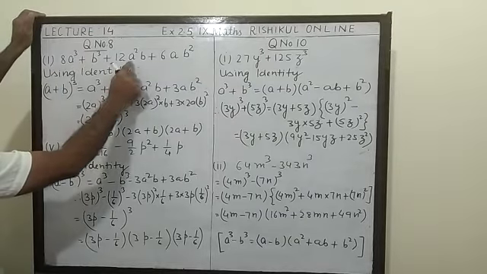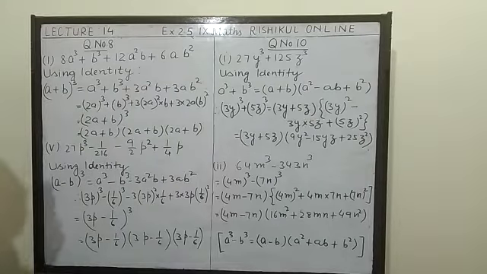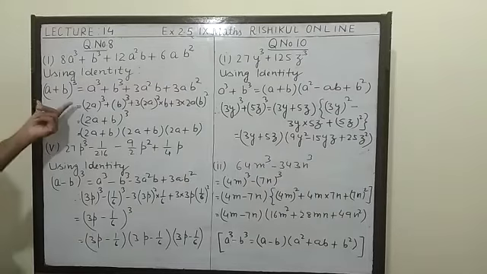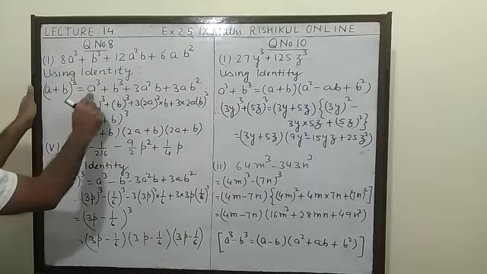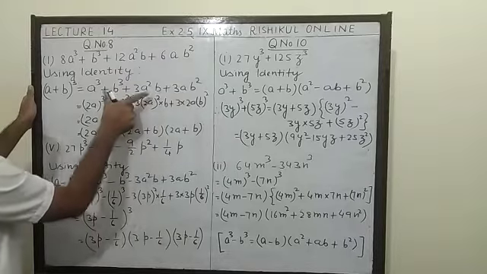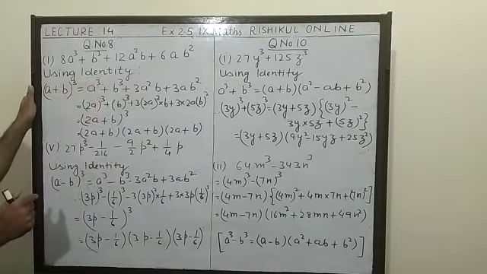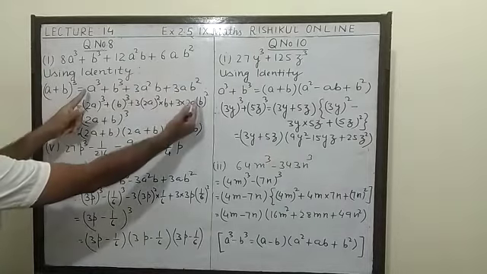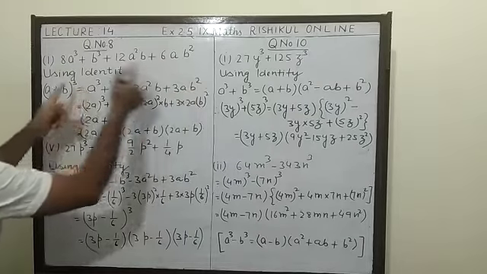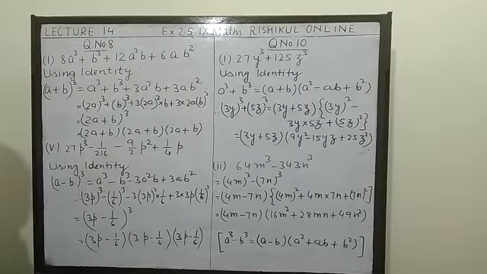8a cube plus b cube plus 12a square b plus 6ab square. This question is the expansion of (a plus b) whole cube. You see very attentively: (a plus b) whole cube equals a cube plus b cube plus 3a square b plus 3ab square. It is in the form of this. Is it clear? First of all, students, you write this one in the form of this, because this you can write (a plus b) whole cube.